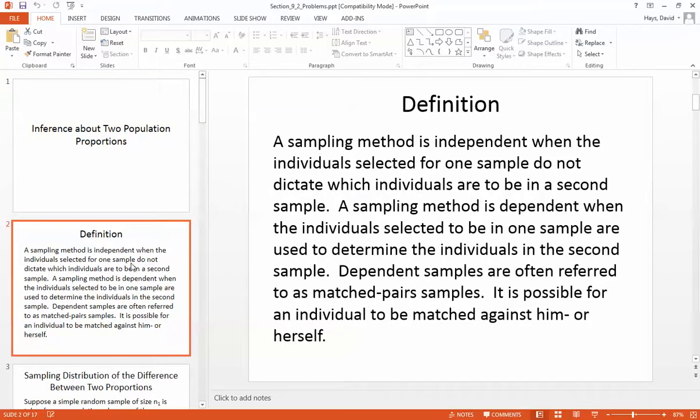Now, a sampling method is independent when the individuals selected for one sample do not dictate which individuals would be in the second sample. A sampling method is dependent when the individuals selected to be in one sample are used to determine the individuals in the second sample. Dependent samples are often referred to as matched pairs. It is possible for an individual to be matched against him or herself.